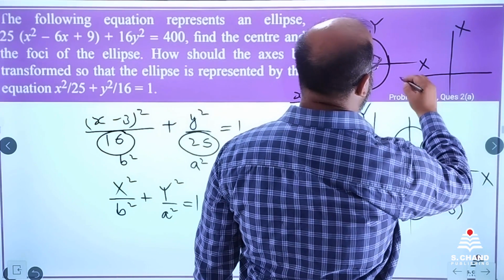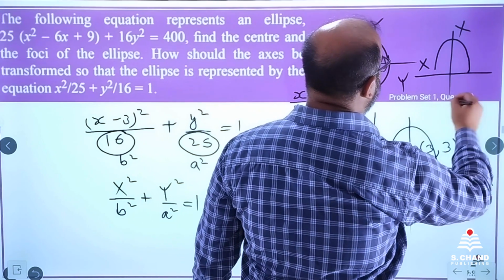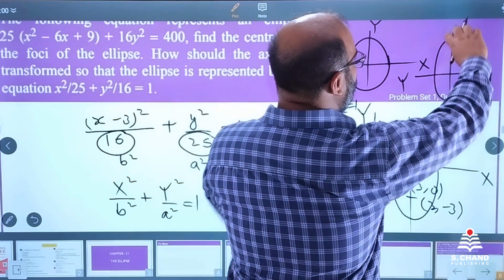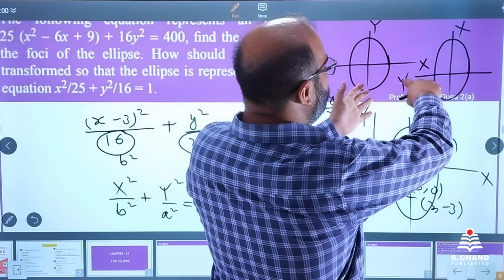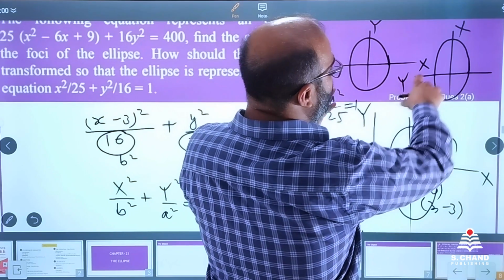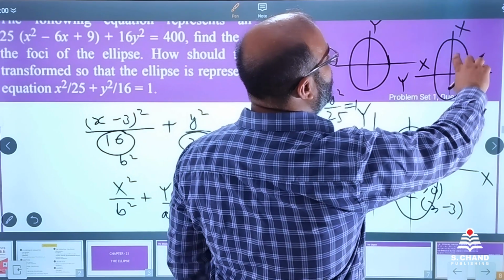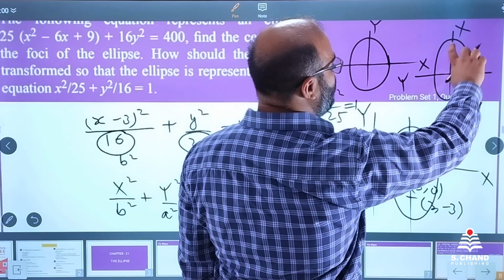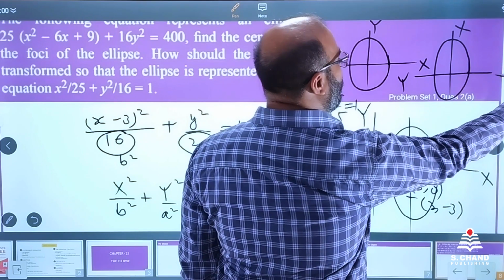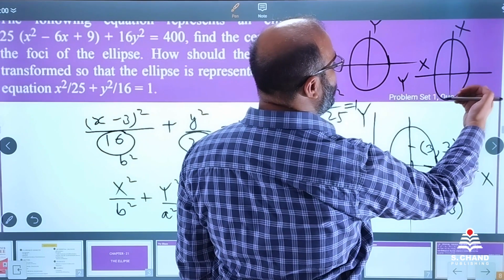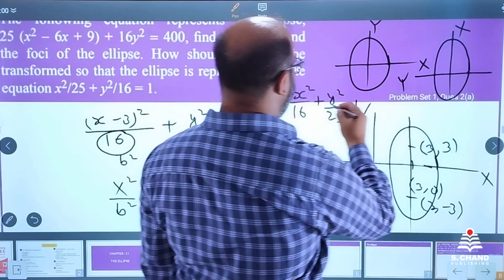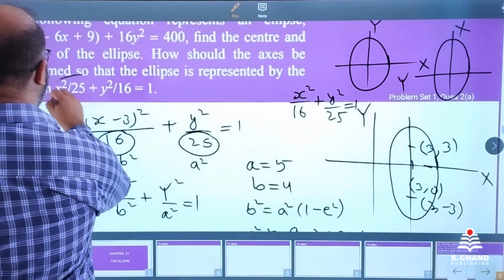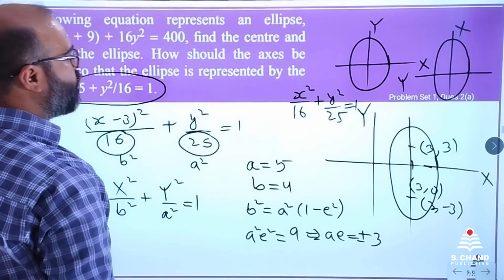X will come here, Y will come here, and this is the equation. Now this is horizontal. If you take X like this, and this is Y. So you are taking Y as horizontal, X as vertical, but the X axis is generally horizontal. So you have to visualize from the left hand side, and from the left hand side you will see that the equation now is x square by 25 plus y square by 16 is equal to 1.